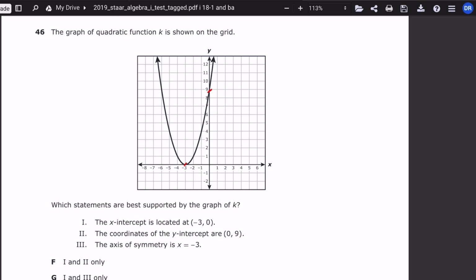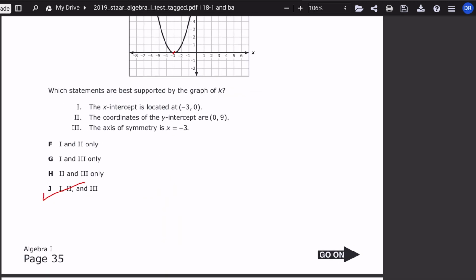In this 46th one, J is the right option over here. All three are right. The axis of symmetry is also correct. The coordinates of the y-intercept are (0, 9), and the x-intercept located at (-3, 0) is also right. So therefore this is the right option, J.